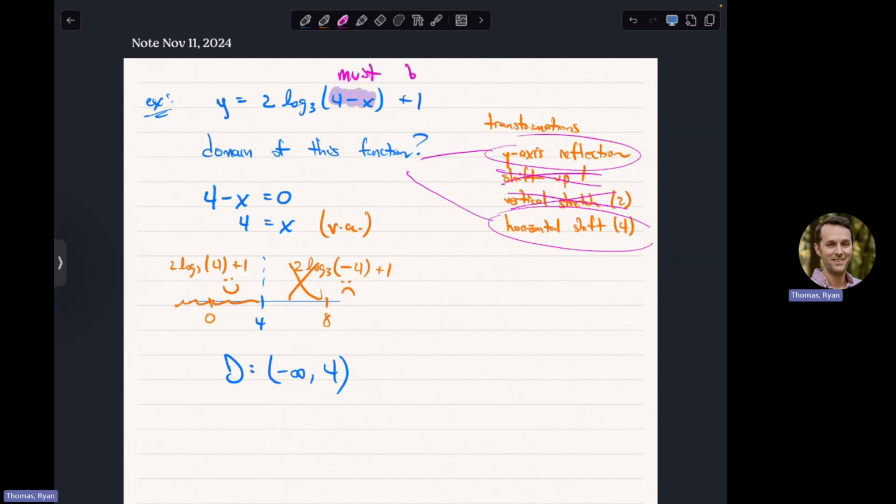Must be positive in order for the function to be defined. And that's what we've worked through here.